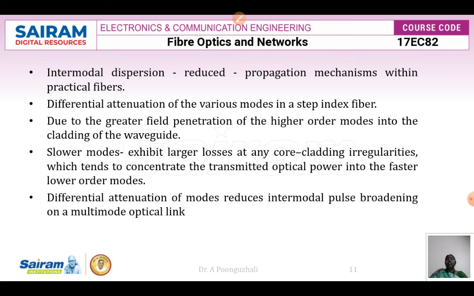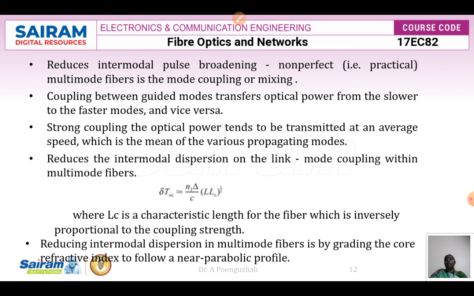In this case, when the energy of the faster mode is transmitted from the core to the cladding surface, a portion of the energy will be transmitted back into the lower order modes. Because of that, we have a differential attenuation of the modes, which reduces the intermodal pulse broadening on a multimode optical link. By having the differential attenuation of the various modes in the step index fiber, we can reduce the intermodal dispersion.